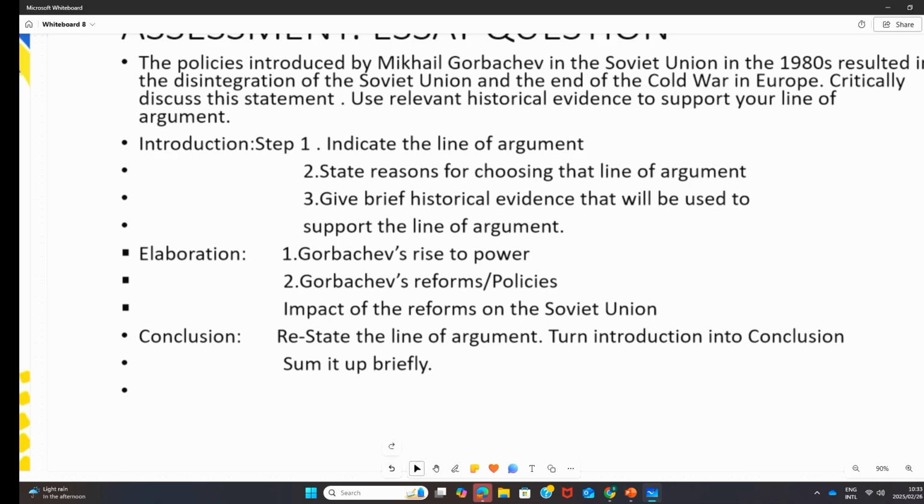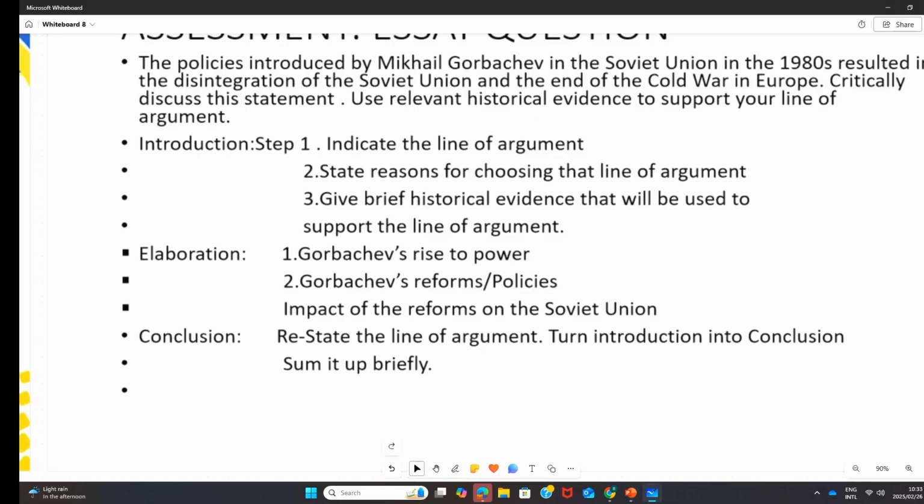Then, viewers, please note that when this essay is asked, it is phrased in this way. Here is an example of an essay, of an assessment. The policies introduced by Mikhail Gorbachev in the Soviet Union in the 1980s resulted in the disintegration of the Soviet Union and the end of the Cold War in Europe. Critically discuss this statement. Use relevant historical evidence to support your line of argument.